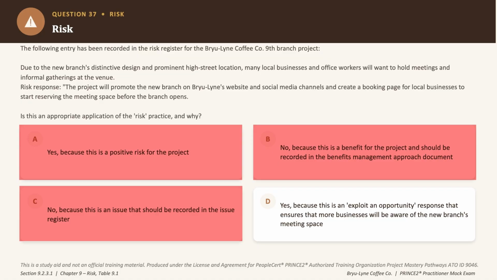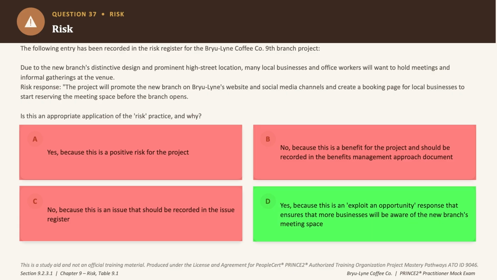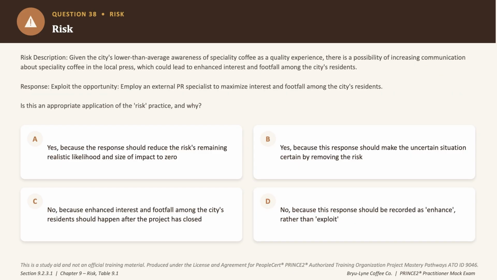Now option D says yes, this is an exploit response. Taking definitive action now to secure the opportunity before it's lost is really the right approach, and precisely that should be done. So the correct answer to this question is option D. Moving on to question number 38. So there is a lower than average awareness of specialty coffee in the city, and the project wants to use a PR specialist to boost press coverage and grow interest and footfall.